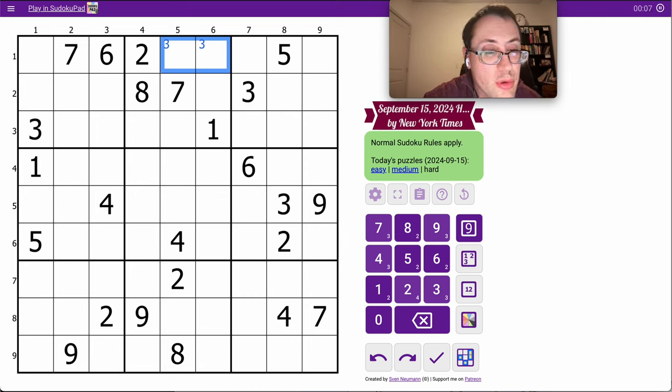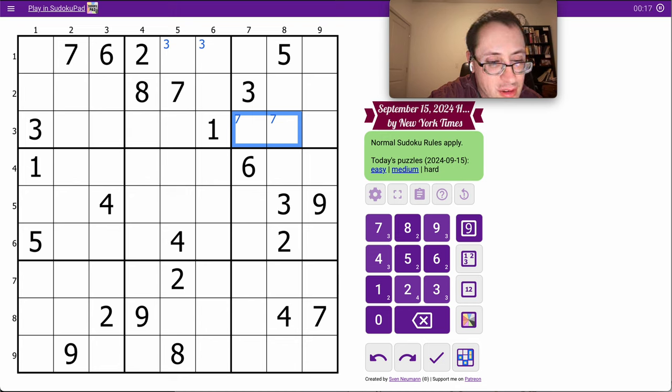Based on the positions of the threes in the first two rows and the sevens in the first two rows, I can place a three and a seven into regions two and three, respectively. I think that's all I get on the top rows.